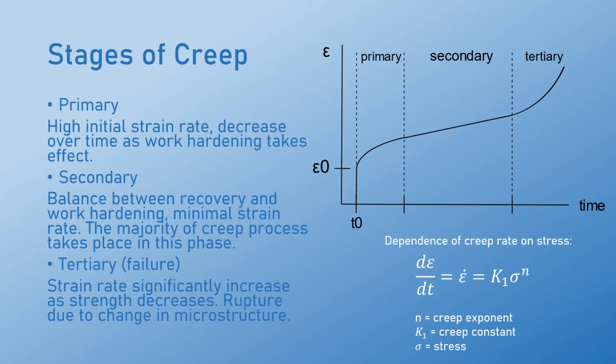As mentioned before, creep occurs in stages. The primary stage: high initial strain rate, which decreases over time as work hardening takes place. So the epsilon zero, the initial strain, as you can see, from this point, from when the strain is still zero until epsilon zero, the strain rate is really high, almost approaching infinity, and then it gradually decreases because of work hardening.